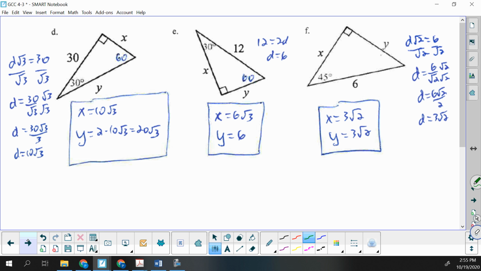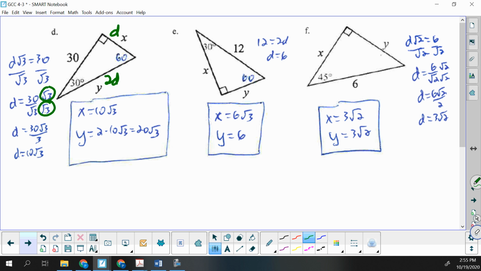Letter D, we've got across from the 60 is 30, so D radical 3 must equal 30. Divide both sides by radical 3, so we get 30 over radical 3. And then we multiply top and bottom by the square root of 3, that step there. And that will give us 30 radical 3 over 3. Divide the 30 by 3 and you get 10 radical 3. So that's our D value. Well, across from the 30 is our D, that's why X is just 10 radical 3. Across from 90 is 2D, so 2 times 10 radical 3 gives us 20 radical 3.